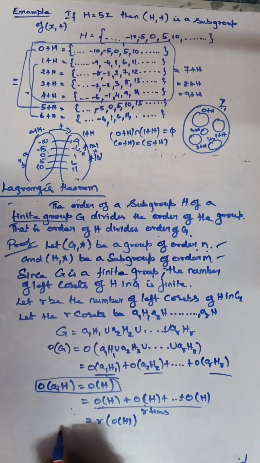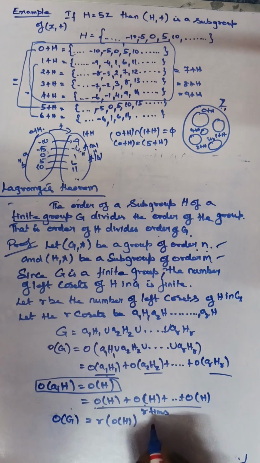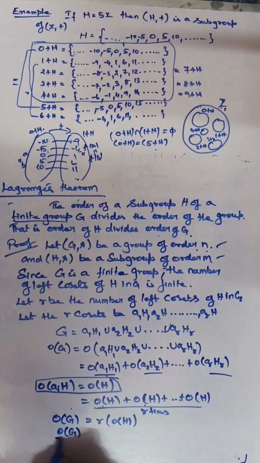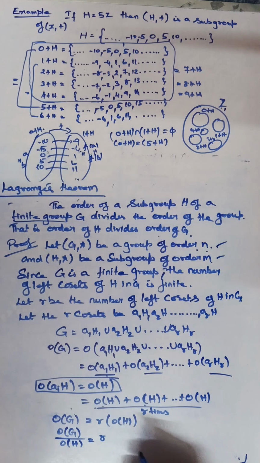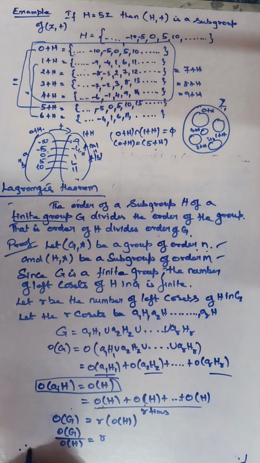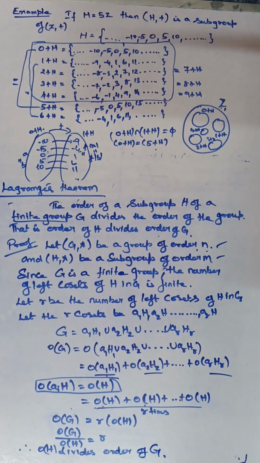Now you can see that the order of G equals r times the order of H, which implies the order of G divided by the order of H is equal to r. That is, r is an integer. So the order of H divides the order of G. This is Lagrange's theorem.